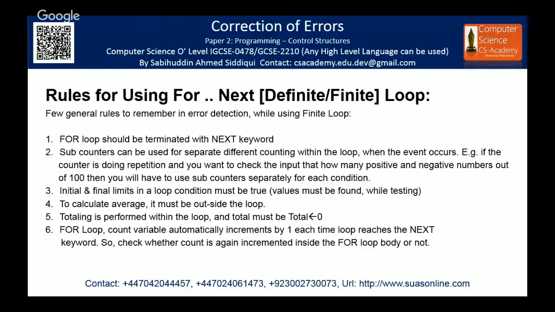Each time the loop reaches Next, it will check: okay, this number is done, now I have to move on to the next number. So when the Next keyword is done, the loop is finished. Check whether count is again incremented inside the For loop body or not. If it is still incrementing, that means there is some kind of error. If the range is done, that means you have initialized your loop variable with 1 and it has to go till 100. If it is still running, something is wrong and you have to check. If everything is going fine, the loop will come to an end at the end value you have given, for A equals 1 to 100 or 1 to 10, whatever you have given.